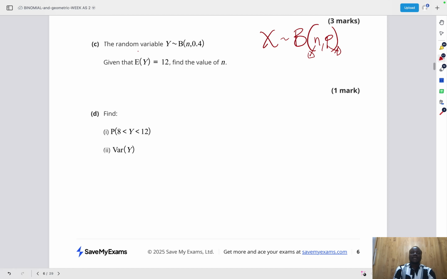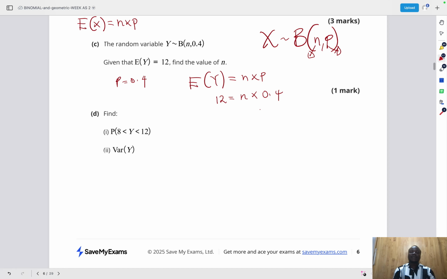So if you look at this, they are saying Y follows a binomial distribution, where n is unknown and p is given. So we already know that p is 0.4. And at the beginning, we did say expectation is found by multiplying n times p. Now here they are saying, given that the expectation of Y is 12, find the value of n. So we know that the expectation of Y should be equal to n times p, and the expectation is given here as 12. We don't know what n is, but we are given the probability of success.